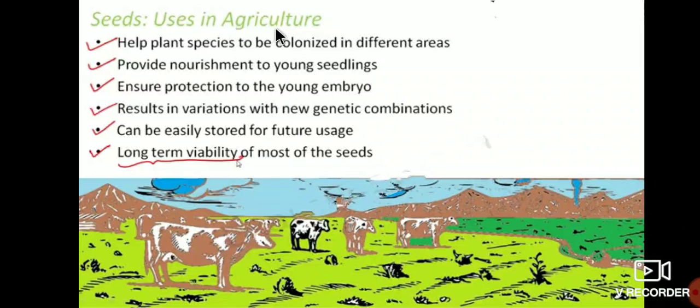Seed uses in agriculture. What is the help of seeds in agriculture? Help plant species to be colonized in different areas. Provide nourishment to young seedlings. Young seedlings keep getting nourishment. Ensure protection to the young embryo. So they result in variations with new genetic combinations. With new genetic combinations, what happens? It gives variation.